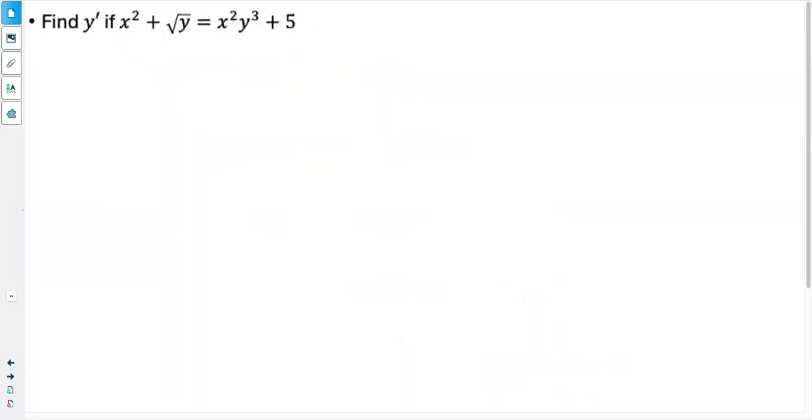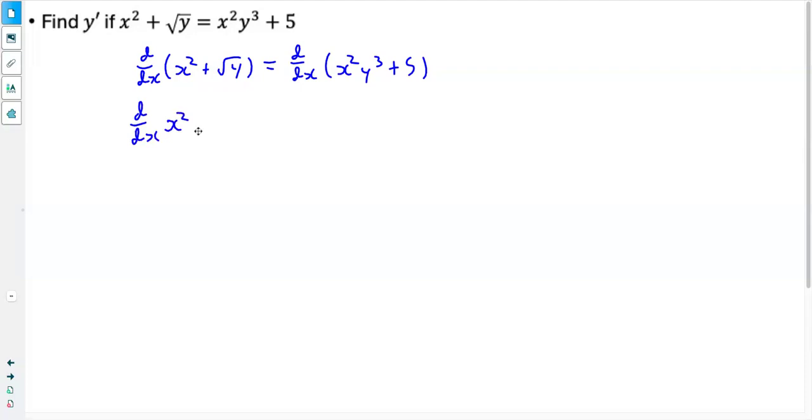Okay, next example, we want to find y prime if x squared plus square root of y equals x squared y cubed plus 5. So once again, we'll do implicit differentiation. So we're taking d over dx of x squared plus the square root of y is equal to d over dx of x squared y cubed plus 5. We'll break these up, so that gives us d over dx of x squared plus d over dx of square root of y equals d over dx of x squared y cubed plus d over dx of 5.